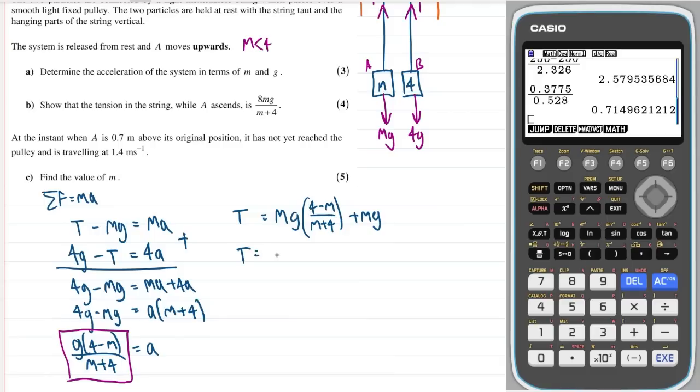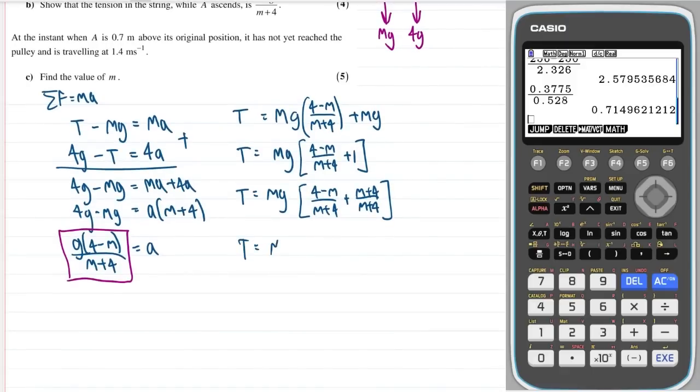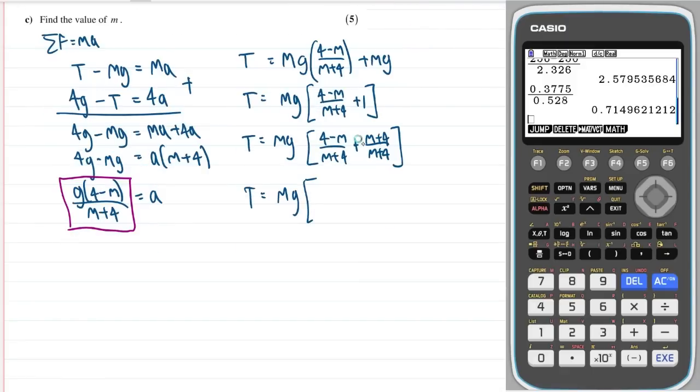Okay, so this gives me mg can come out as a factor, and we have (4 minus m) over (m plus 4) plus 1. And this would be the same as (4 minus m) over (m plus 4) plus (m plus 4) over (m plus 4). Okay, so the m's cancel, 8 on top, m plus 4. So T is equal to 8mg over m plus 4, as required.